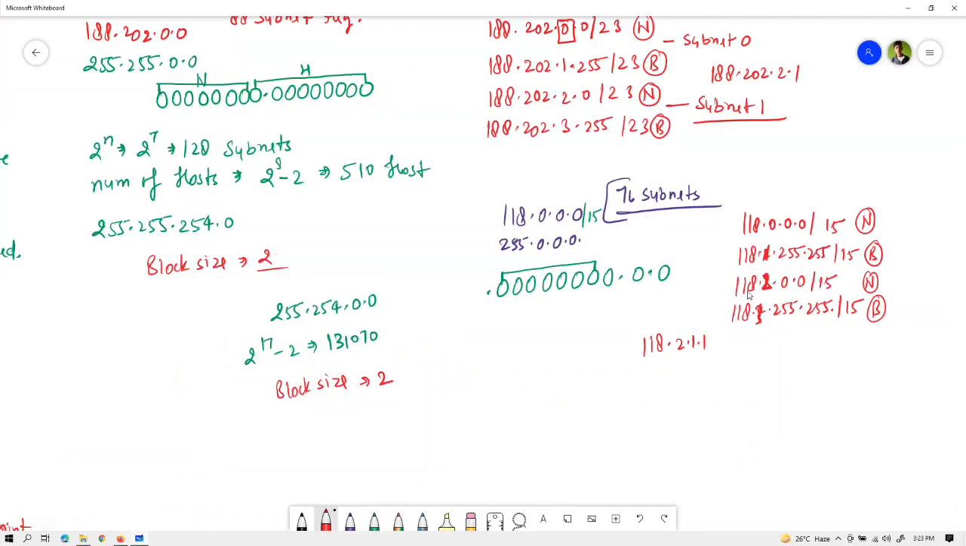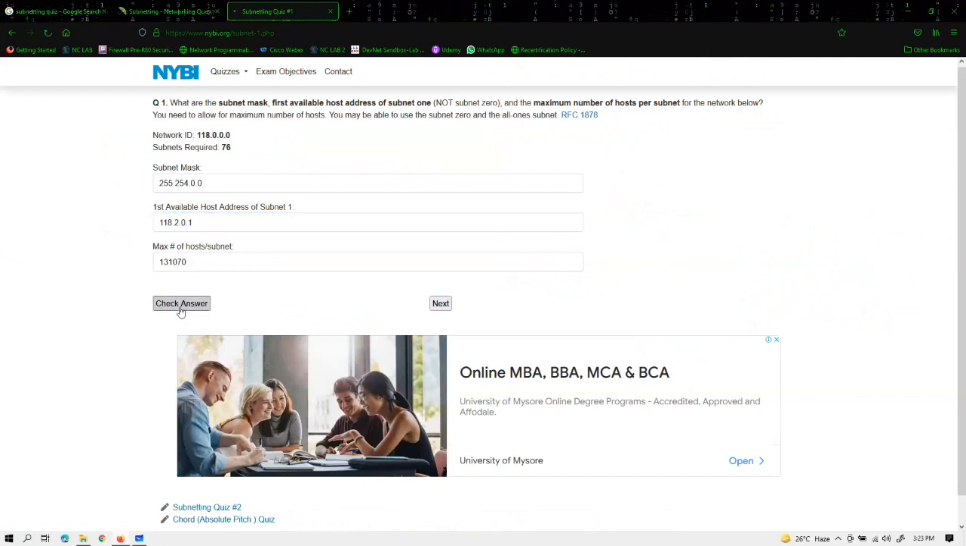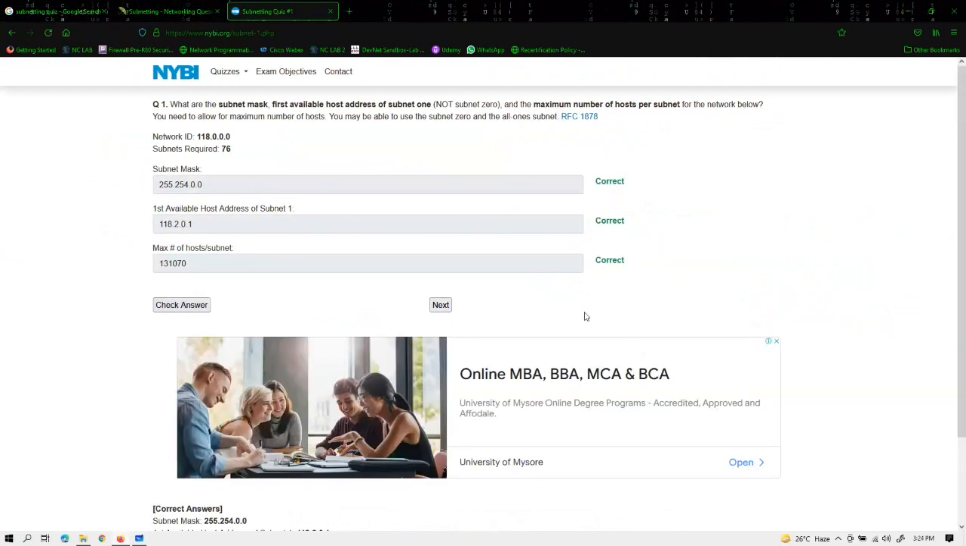It will be 118.2.0. The subnet one will be the first one, right? No. It is 118.0, subnet 0. And that is also not usable, right? We cannot use that. Yes, we don't use it. It is subnet 1. So that's why it will always ask for the first host address or first usable address of subnet 1. It will be 118.2.0.1. Let's check this. It is correct, right?